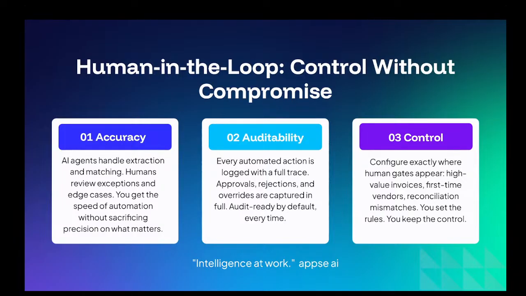So finally, the third part is control. Every business works differently. So we don't force a one size fits all process. You decide where exactly human approval is required. Maybe it's high value invoices, or let's say first time vendors, or even transaction mismatches. So you decide the scenario that's more important to your business. You will define those rules and the AI will simply follow them. So rather than replacing your existing controls and systems, this AI actually helps strengthen them while taking away all the repetitive manual effort.